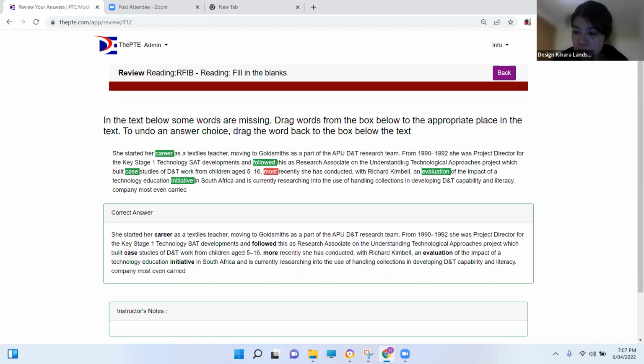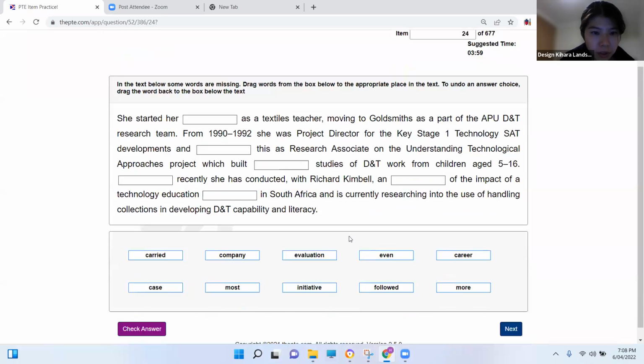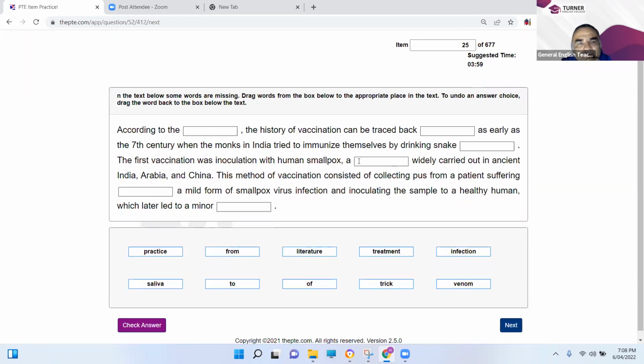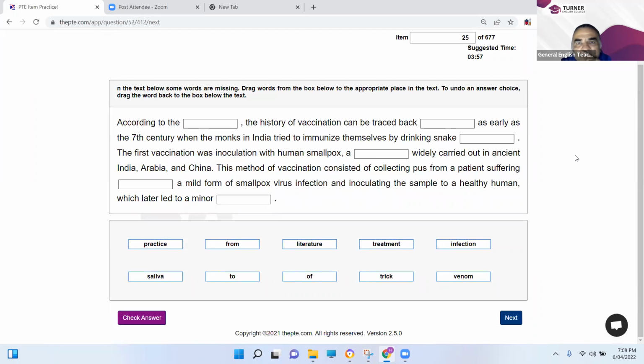Use the most. Okay, and here more recently is a collocation. Good. And why is it followed? It's better. Because you follow a career. Still, she started her career and followed. Look, this whole sentence is a continuation of the first one. So followed this makes sense. Next one. So everyone, you have 4 minutes, and then at the end, one person. Everyone, please start doing it.